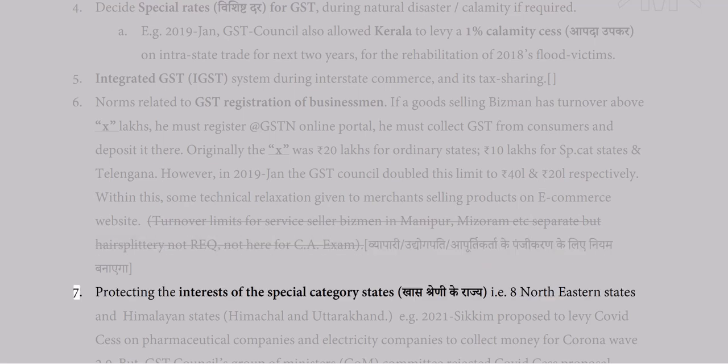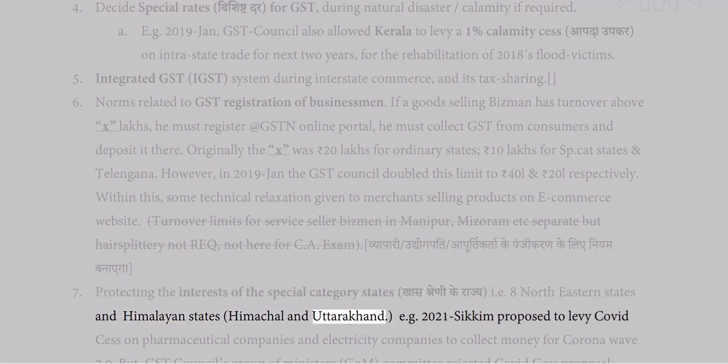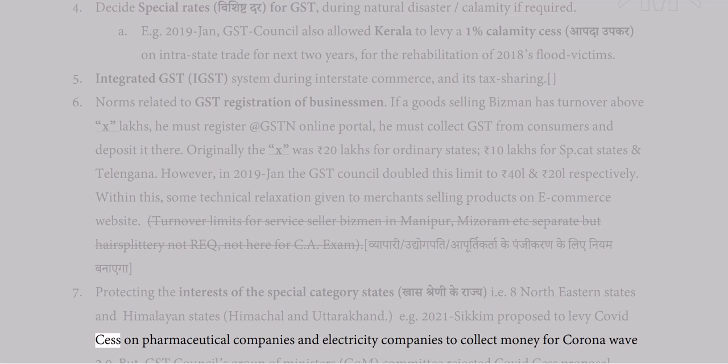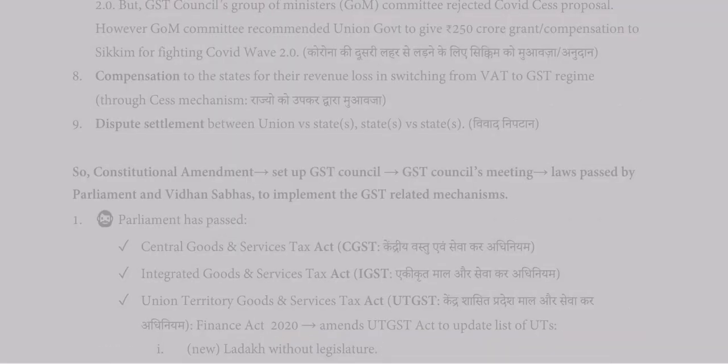7. Protecting the interests of the special category states, i.e., 8 northeastern states and Himalayan states, Himachal and Uttarakhand. E.g., in 2021 Sikkim proposed to levy a COVID cess on pharmaceutical companies and electricity companies to collect money for Corona Wave 2.0. But the GST Council's group of ministers, GOM, committee rejected the COVID cess proposal. However, the GOM committee recommended the Union Government give a 250 crore rupee grant of compensation to Sikkim for fighting COVID Wave 2.0. 8. Compensation to the states for their revenue loss in switching from VAT to GST regime through the cess mechanism. 9. Dispute settlement between Union versus states, states versus states.